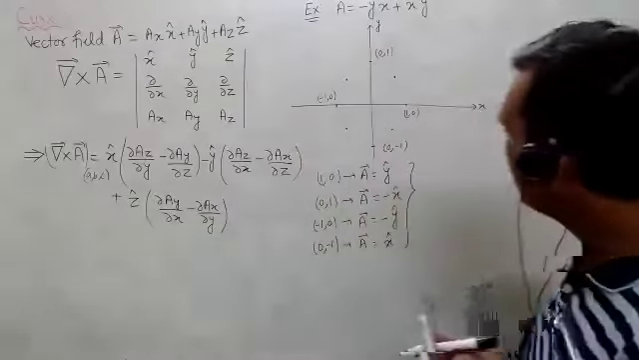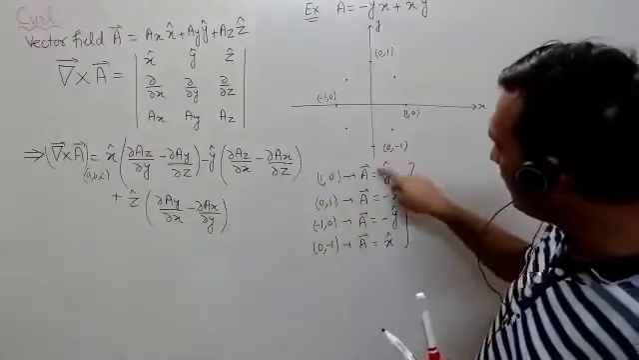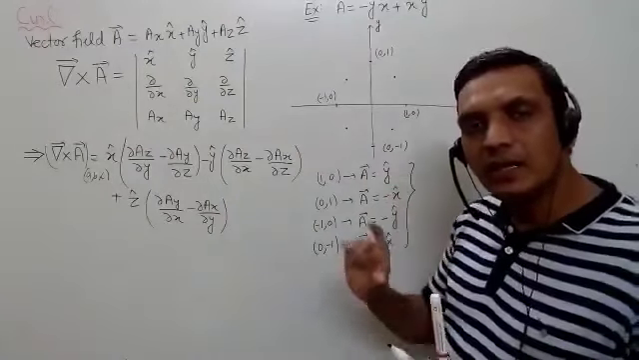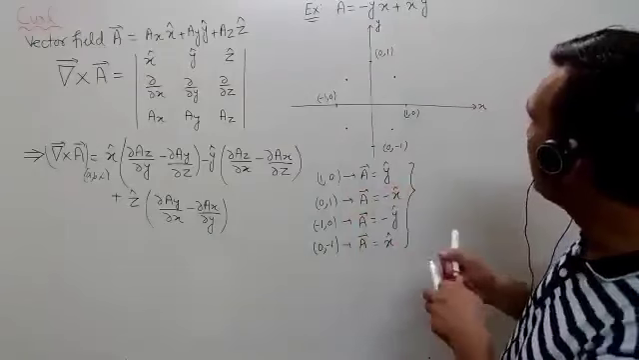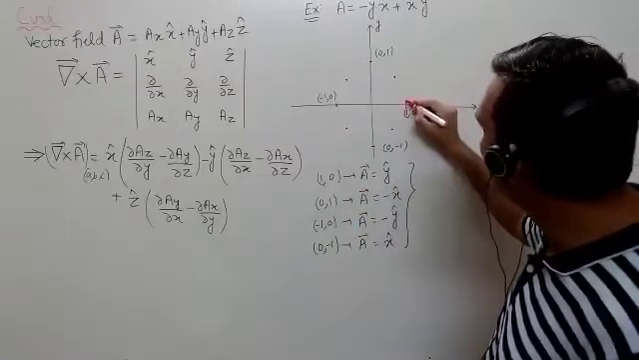So if we represent at 1, 0, in each case magnitude is fixed. Let us take that magnitude is 1. So at 1, 0 direction is y cap. So let us assume this magnitude is 1.